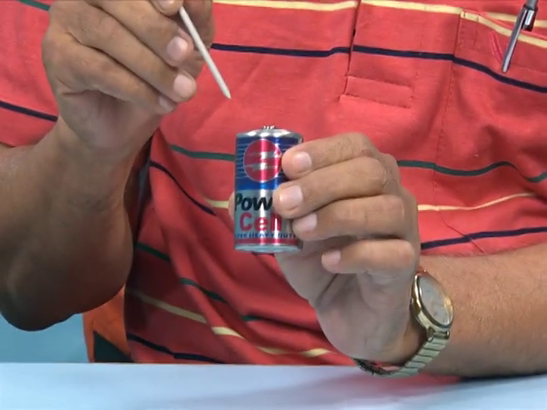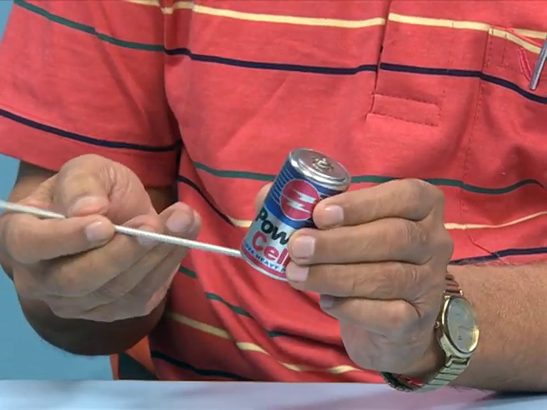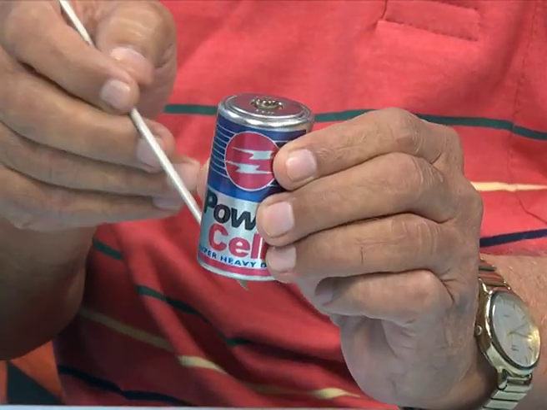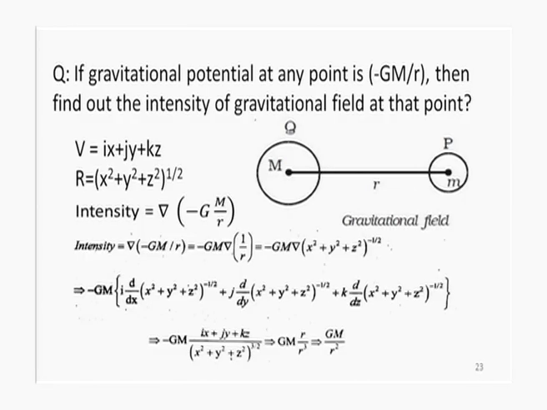Now, electrical gradient can also be shown using this 1.5 volt cell. This is the positive, this is the negative. There is a gradient between these two. Now, we will have an application of the gradient. Look into the monitor where we have a small problem for the gravitational potential and gravitational field at that point. We can see this calculated using potential V is equal to ix, jy and kz.